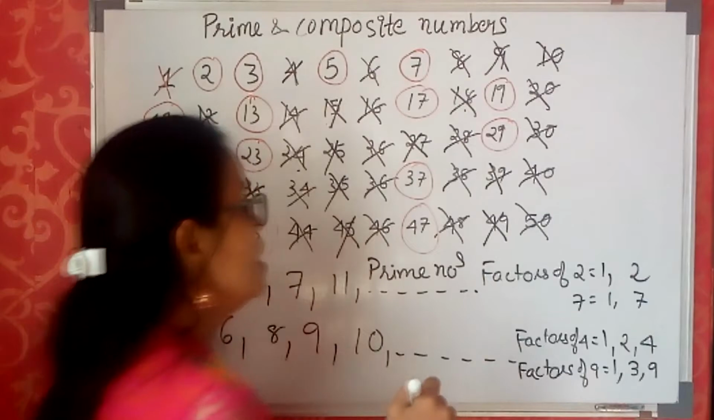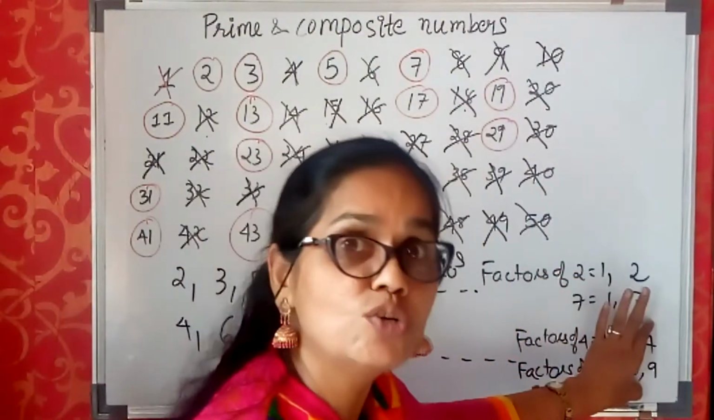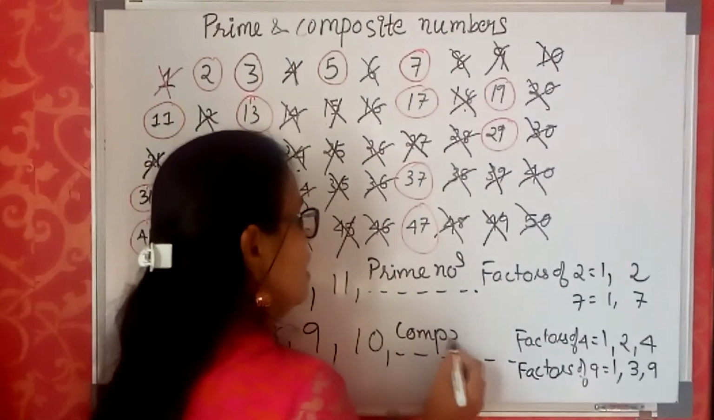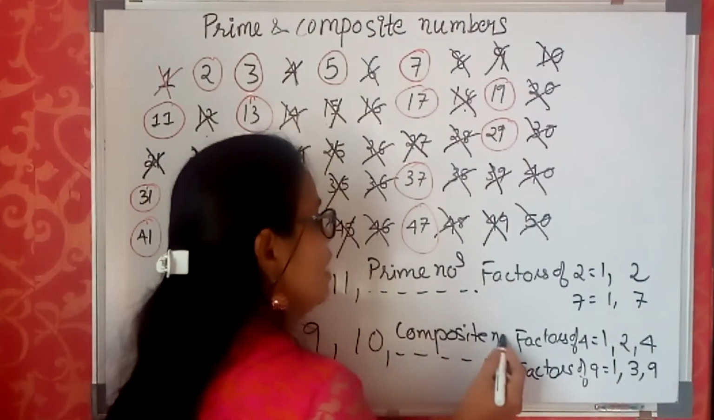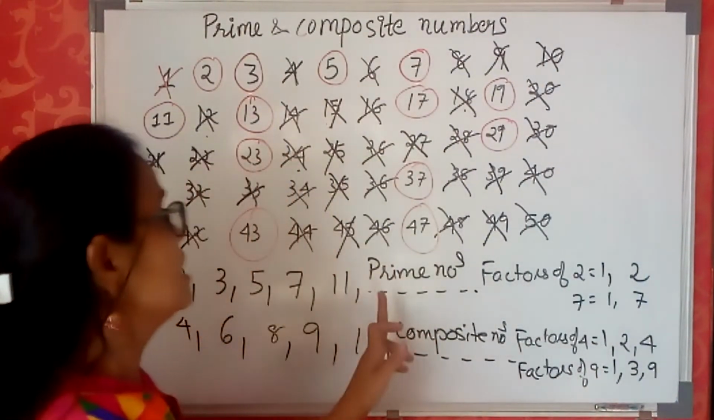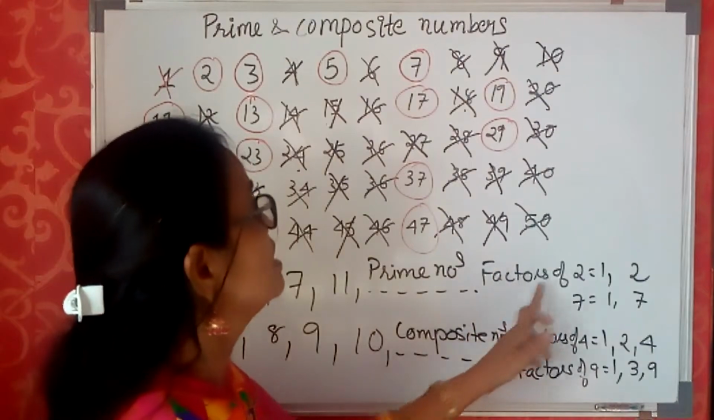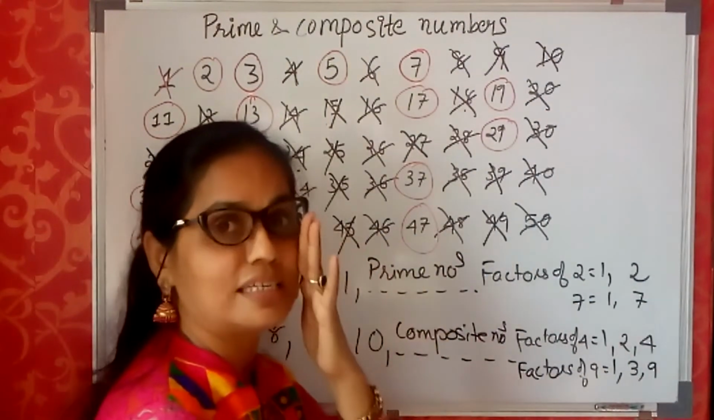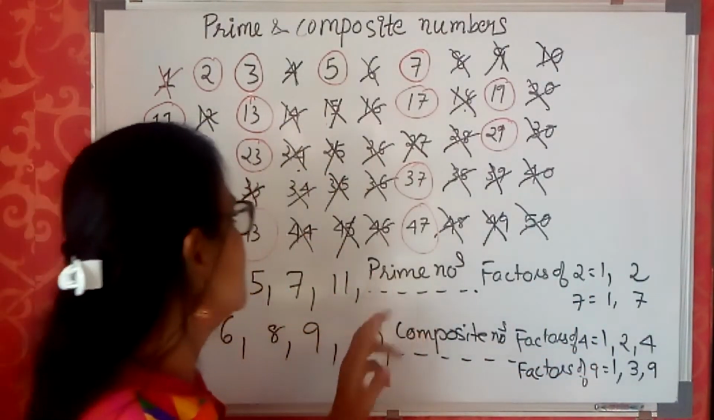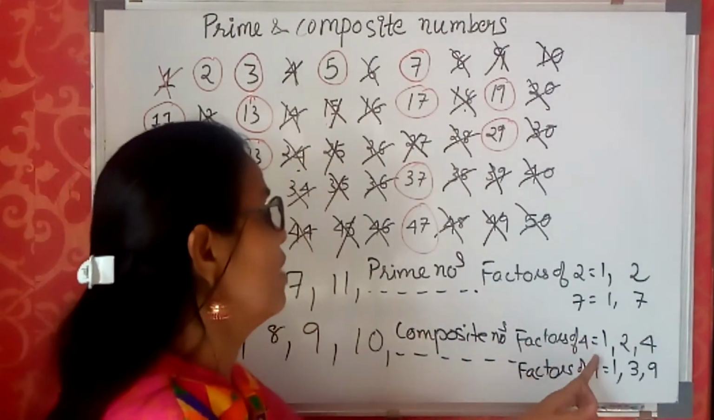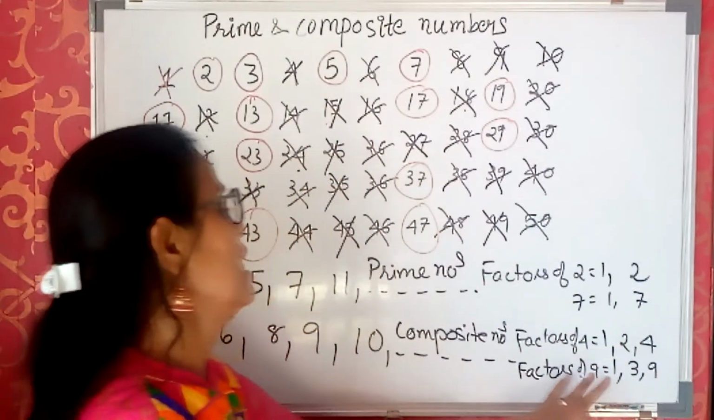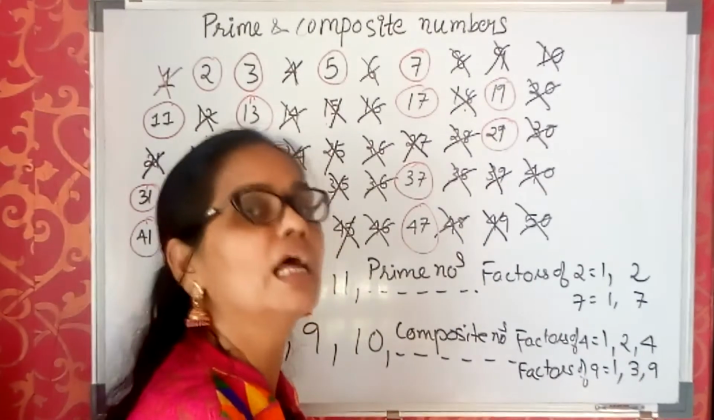And the numbers which have more than two factors are called composite numbers. So this way you can find the difference between prime and composite numbers. Once again, the numbers which have only two factors, that is the number 1 and the number itself, are called prime numbers, and composite numbers mean numbers with more than two factors.